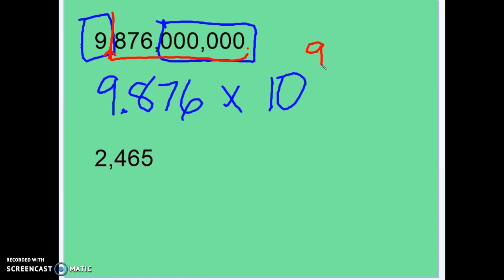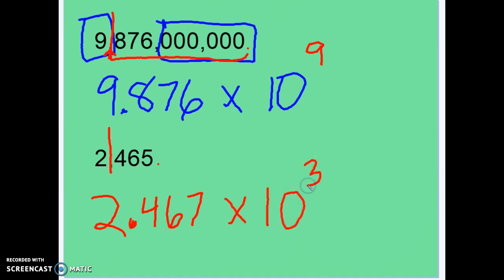Next one, 2,465. 1 digit to the left of the decimal means the 2, and then everything else is after the decimal. So you have 4, 6, 5. Your decimal started there, and we moved it to here. How many spots did you move it? You moved it 3 spots, so it's times 10 to the 3rd power.